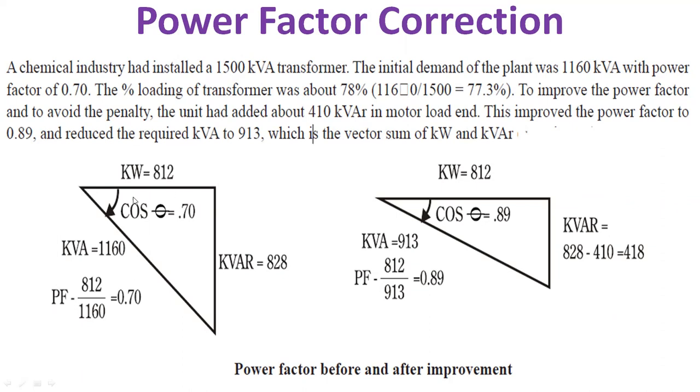So if you see here, we have kVA 1160, kilowatt 812, and kVAR 828. Now with the improved power factor, we have kW 812 and kVAR, because of the added 410 kVAR at the motor load end, the effective kVAR has come down to 418. With the result, the power factor is increased to 0.89. So that's how we can increase the power factor in a circuit.